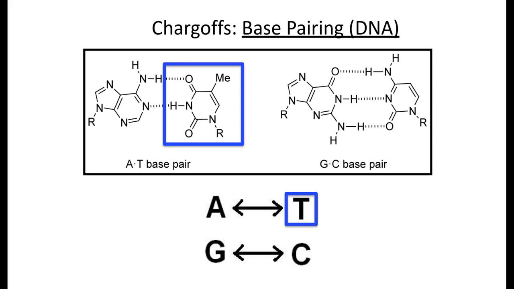So that rule I listed earlier, saying A always pairs with T and G pairs with C, was created by a scientist whose last name was Chargaff. So we call it Chargaff's base pairing rule. And we can see our A and T pair together, and we have these two weak hydrogen bonds, and G and C pair together, and we have our three weak hydrogen bonds.